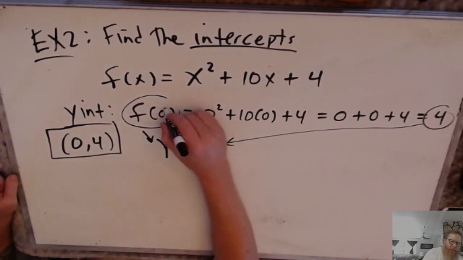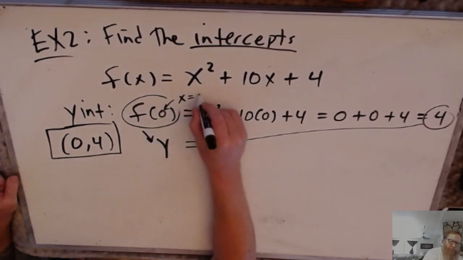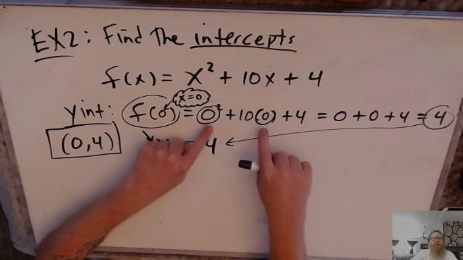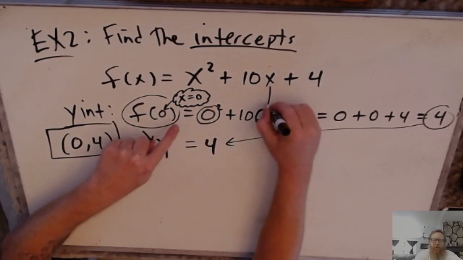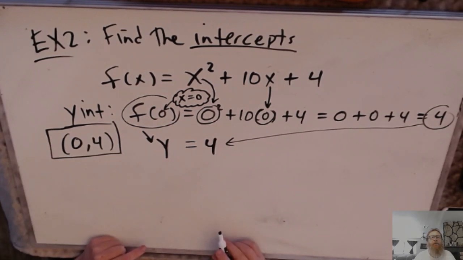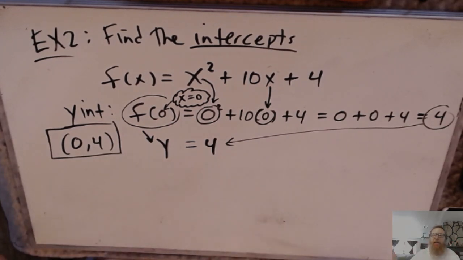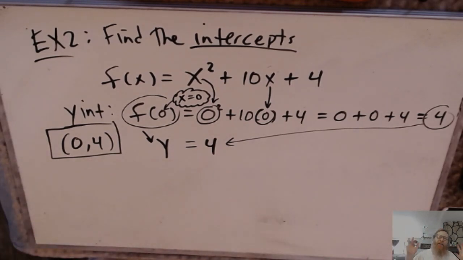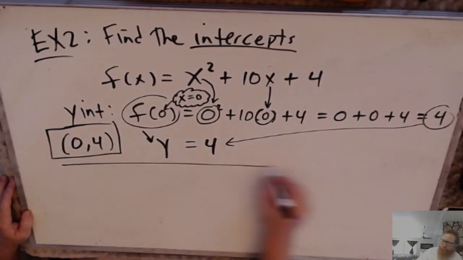Remember, x is 0. That's what all these zeros are representing, x. So that's it. I hope nobody gets the y-intercept wrong. I'm not going to try and trick you on the test. I'm going to make the y-intercept very easy. Now the x-intercept's a little bit tougher.